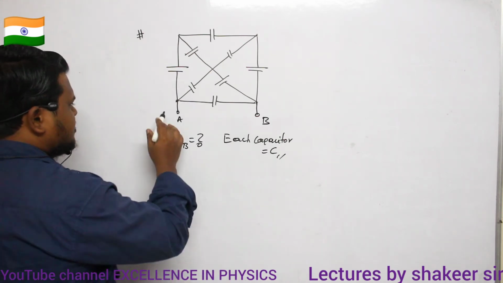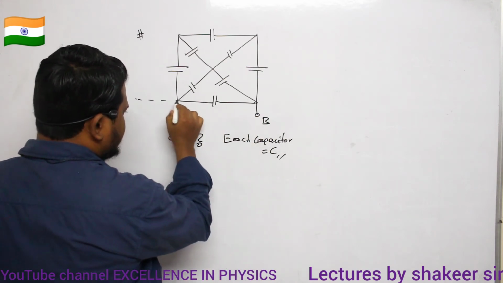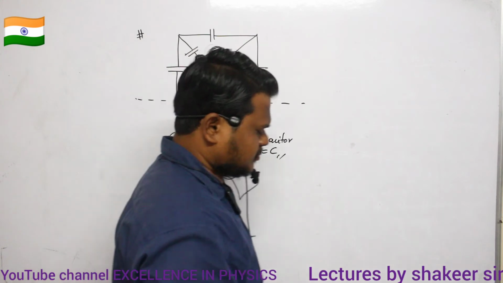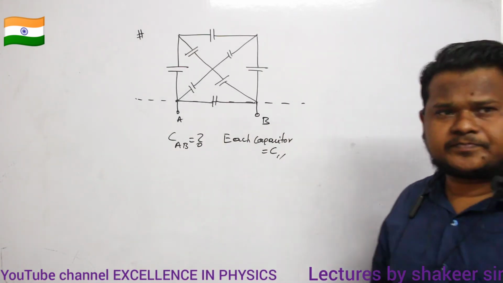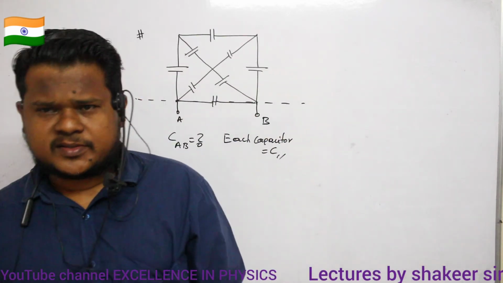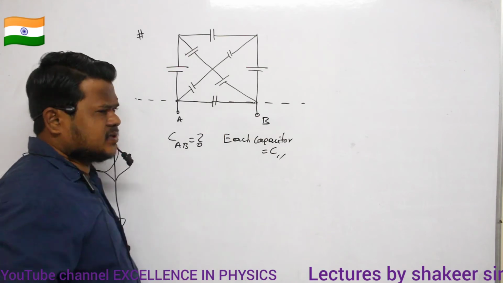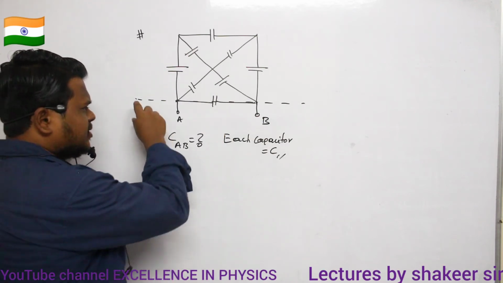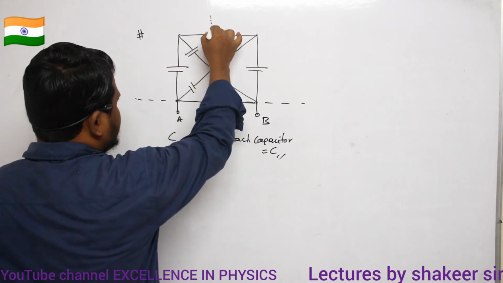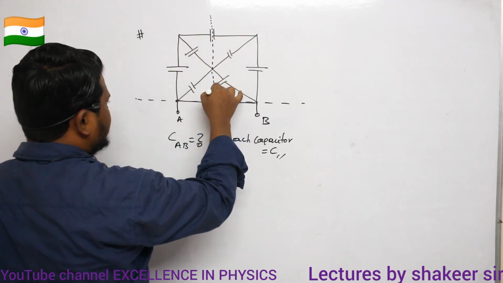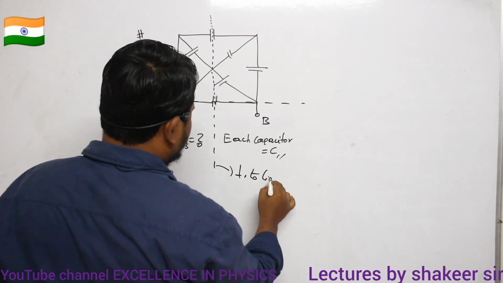This is the line AB, no? About this line AB, is there any symmetry? Come on, you should answer. There is no symmetry about this line. Then what you do is take the perpendicular to this line AB. So this is the line which is perpendicular to line AB.